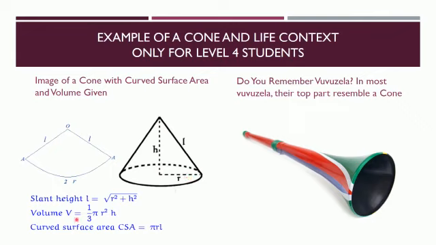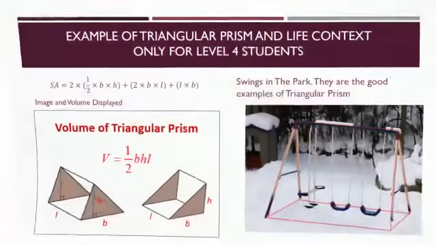And the volume thereof is 1/3. Remember, this formula is for what? The volume of a cylinder. So the volume of a cone is 1/3 the volume of a cylinder. So it's 1/3 pi r squared multiplied by height. Curved surface area, the CSA, is pi multiplied by radius multiplied by the slant height.